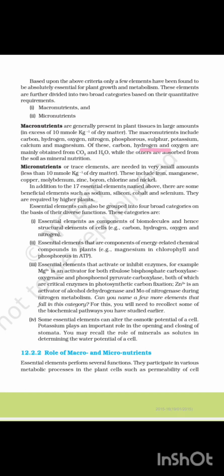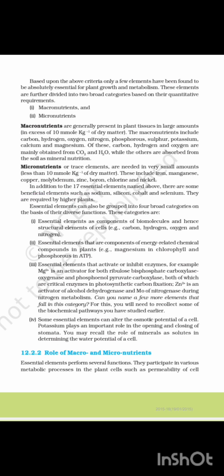Of these, carbon, hydrogen, and oxygen are mainly obtained from carbon dioxide and water, while the others are absorbed from the soil as mineral nutrients. Micronutrients or trace elements are needed in very small amounts, less than 10 millimole per kg of dry matter. These include iron, manganese, copper, molybdenum, zinc, boron, chlorine, and nickel.